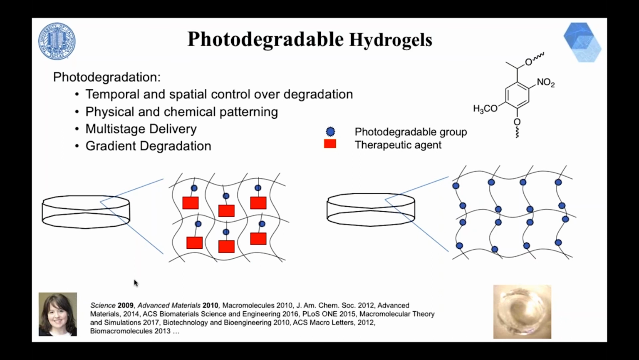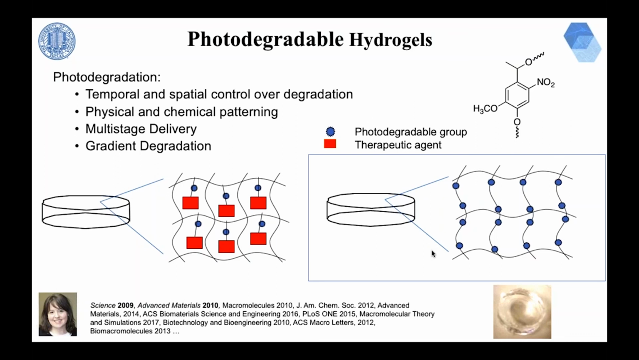If we imagine a hydrogel that contains photodegradable linkages, there are a couple of different ways we can use them. On the left-hand side over here, you see we have a photodegradable group that will tether a therapeutic agent into the hydrogel, which is represented by this disc. The alternative way we can use this is to take a photodegradable group and incorporate it into the backbone of the hydrogel network. And this will give us control over the mechanical properties of the hydrogel.